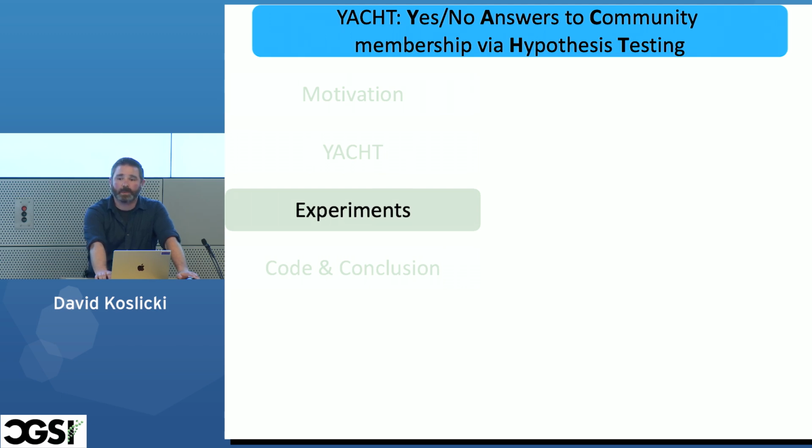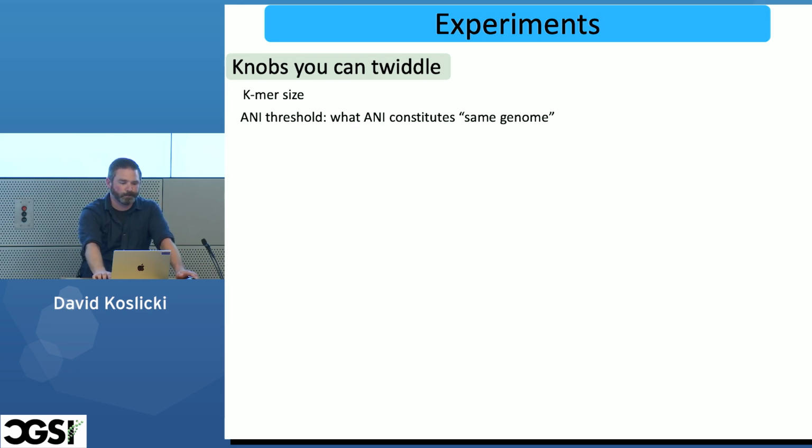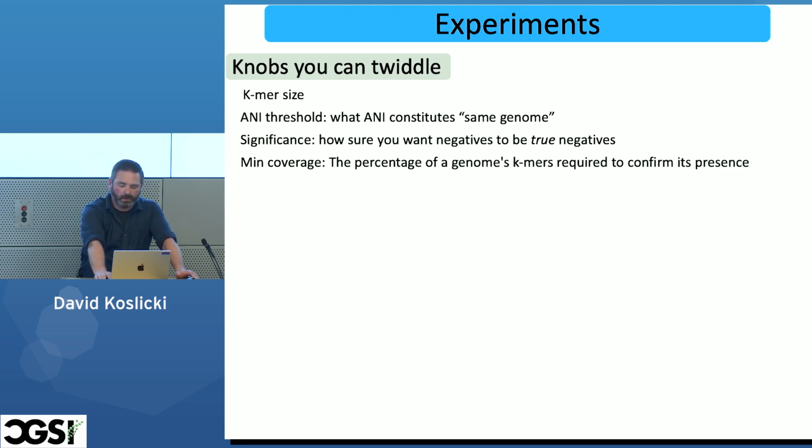Okay, how about experiments? There are different knobs that you can twiddle for this approach. You can play with the k-mer size. And very interestingly, we have some results about how the power is non-monotonically related to the k-mer size, so that there's this sweet spot for k-mer size that maximizes your power. You also have the ANI threshold that I've been talking about on and on, what constitutes the same genome, the significance, your false negative rate, and your minimum coverage.